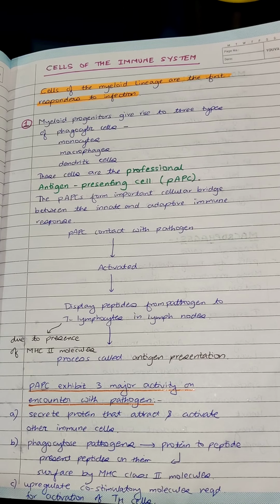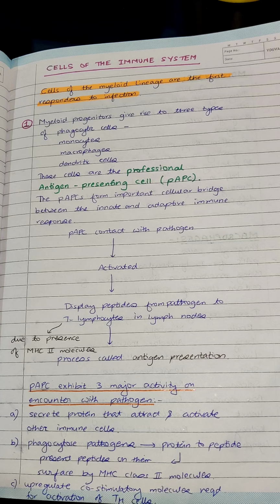Hello everyone, this is the second video of the immunology lecture series. Here we will discuss the cells of the myeloid lineage, which we had discussed in the hematopoiesis part in our previous video. These cells of the myeloid lineage are the cells of innate immunity, that is the first line of defense against any invading pathogen.